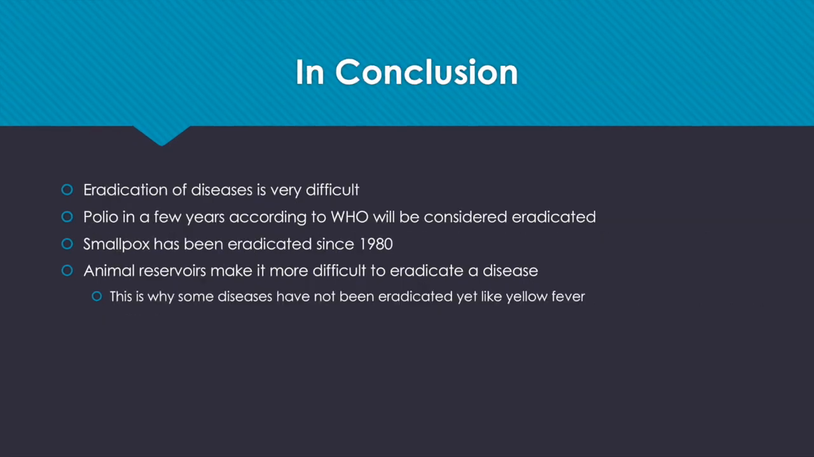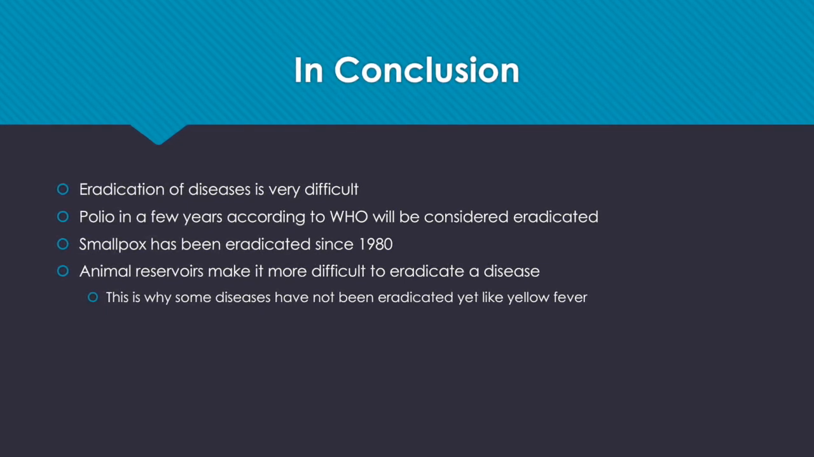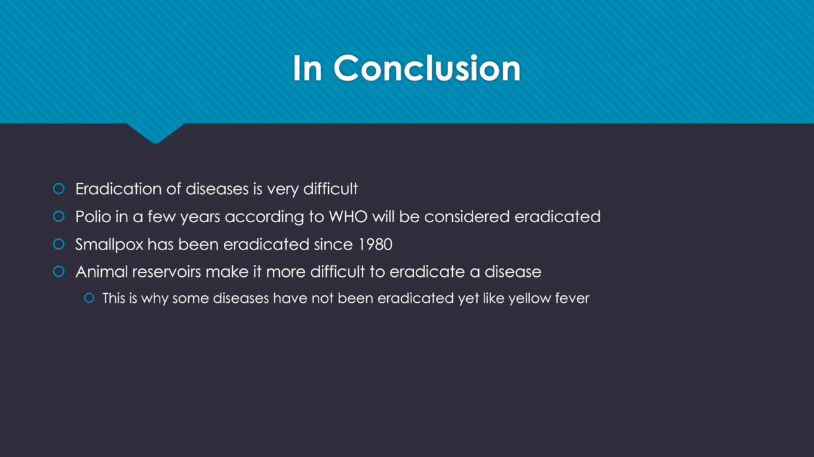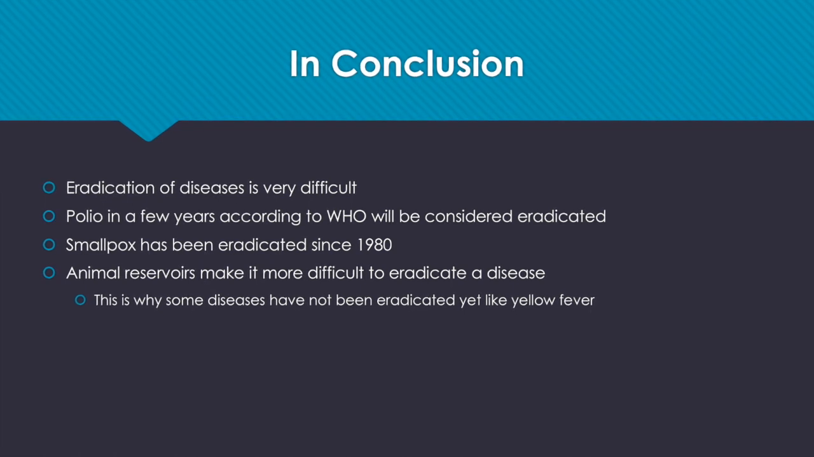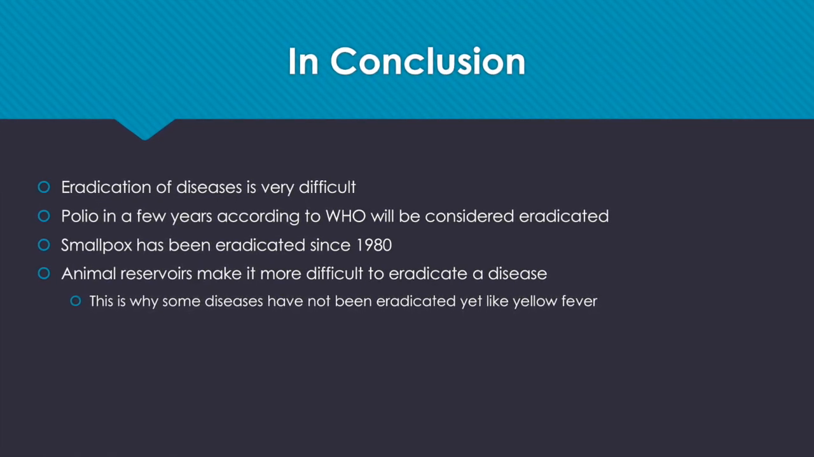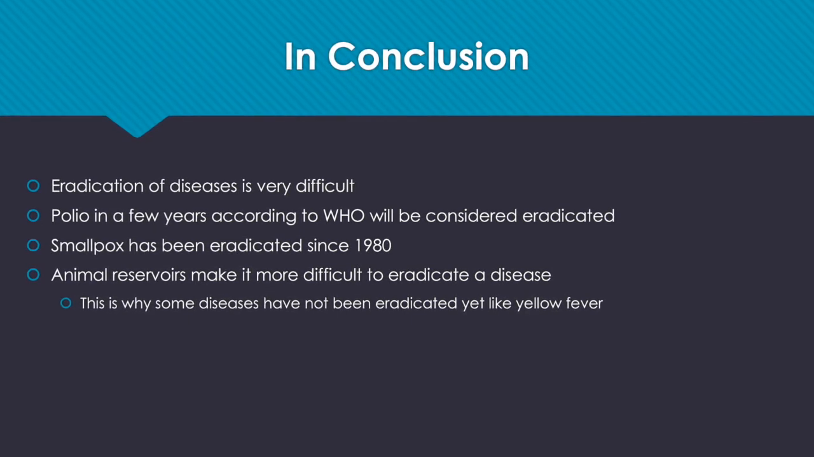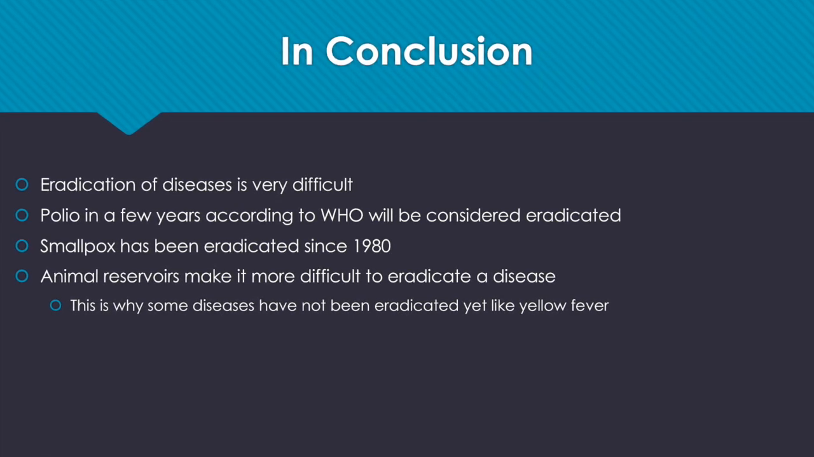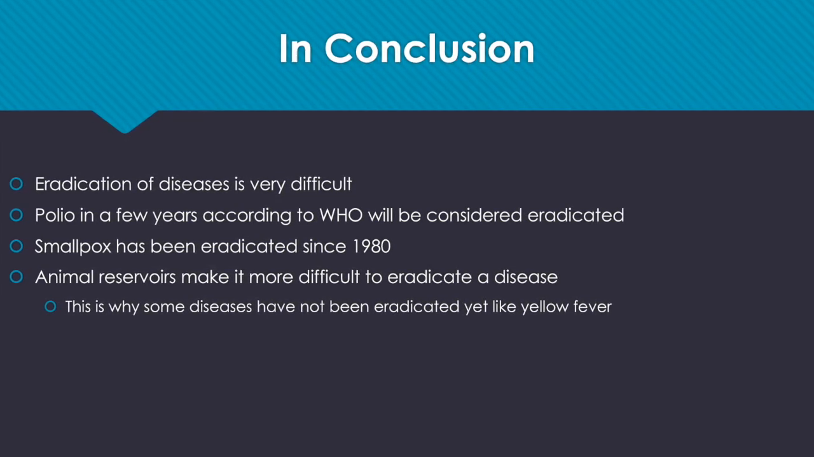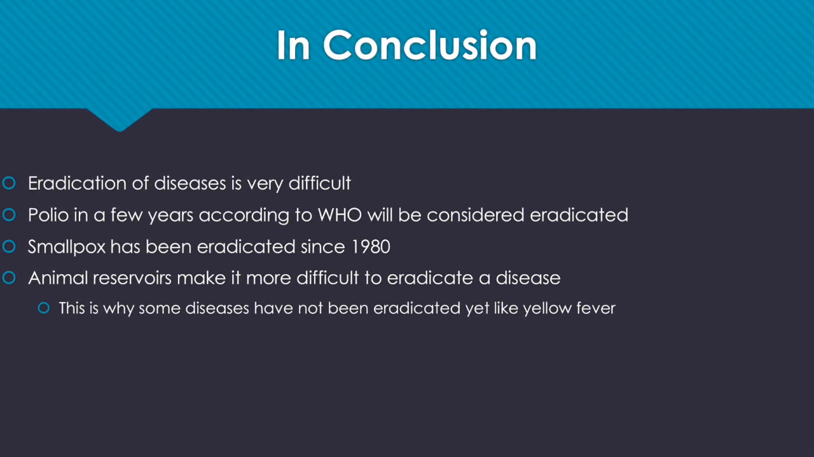In conclusion, the eradication of infectious diseases is very difficult. Polio in a few years, according to the World Health Organization, will be considered eradicated because of the fewer and fewer cases there have been each year. Smallpox has been eradicated since the 1980s. Animal reservoirs make it more difficult to eradicate a disease because they are also contracted in animals as well as humans. This is why some diseases have not been eradicated, like yellow fever because of the animal reservoir in monkeys.